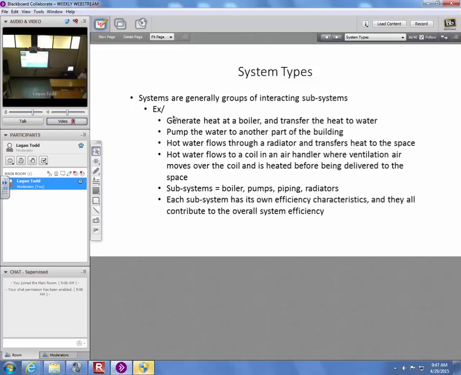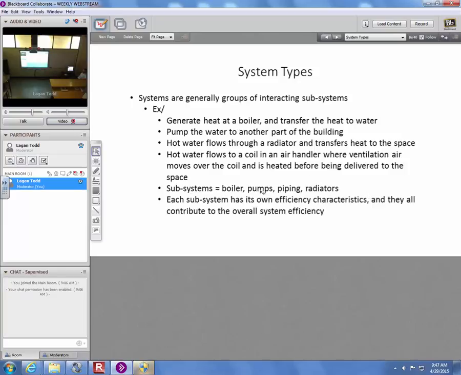So, here's an example. We generate heat at a boiler. We transfer that heat to some water that's in the pipes that's circulating. Okay? We pump that water to another part of the building. The hot water flows through a radiator and transfers the heat to the space. Okay? The hot water flows to a coil in an air handler where ventilation air moves over the coil and the ventilation air is heated before being delivered to the space. The subsystems there: we've got a boiler, we've got pumps, we've got piping, we've got radiators, we've got the coil and the air handler, we've got the air handler itself.